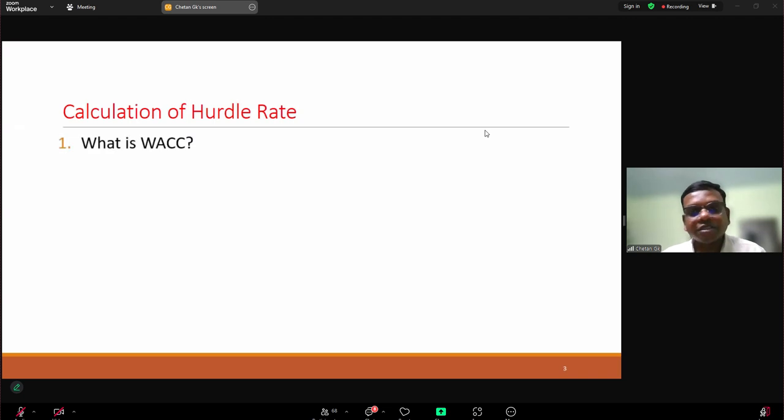Which we already discussed. What is WACC? Weighted average cost of capital. How to compute that? It is the sum product of the market value of the cost of funds multiplied by weights.